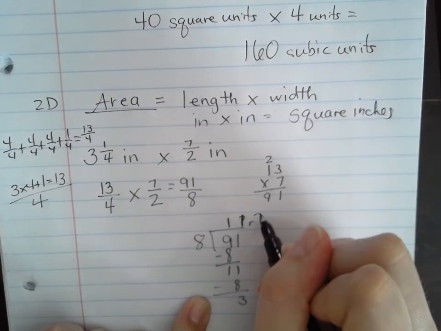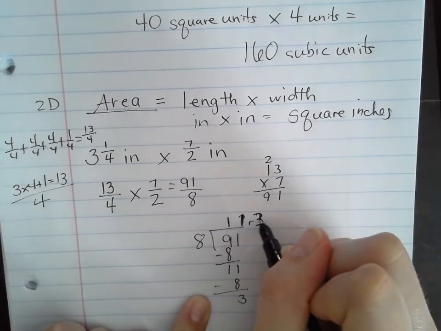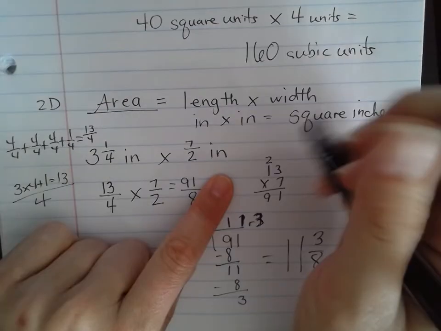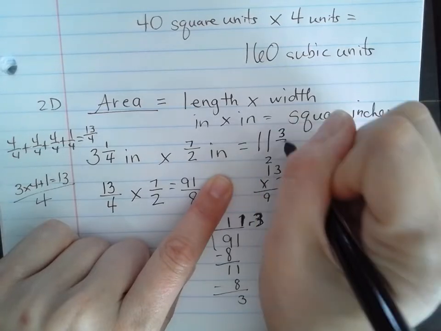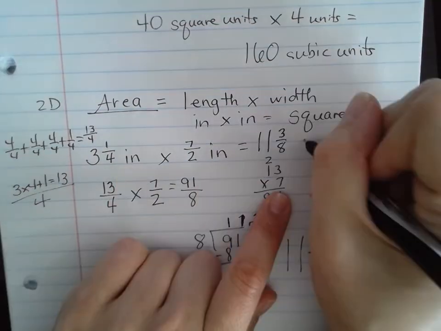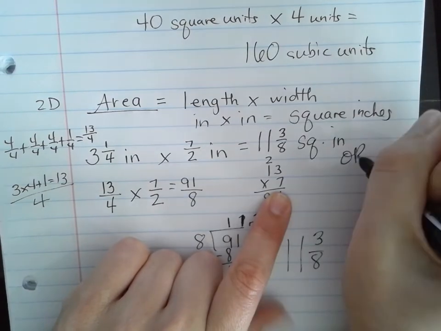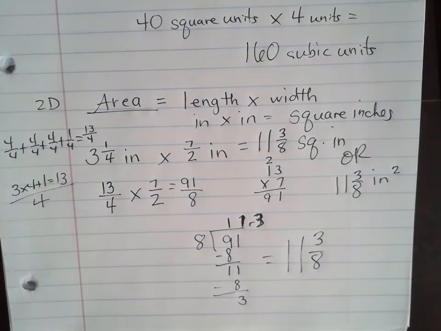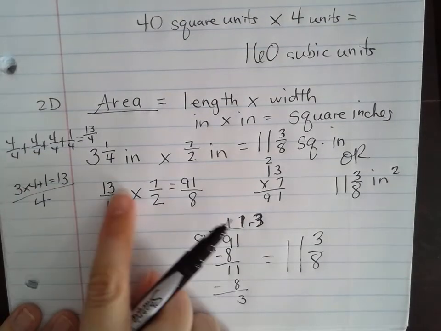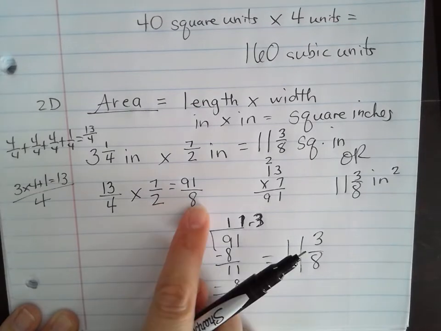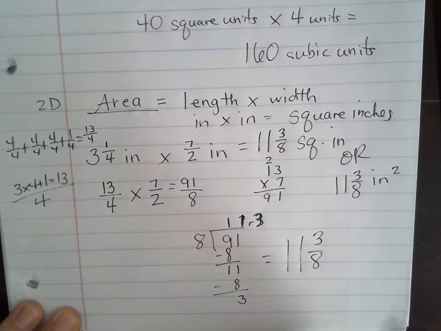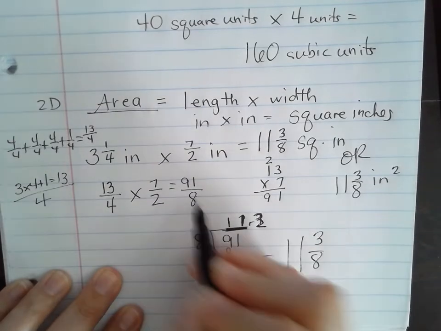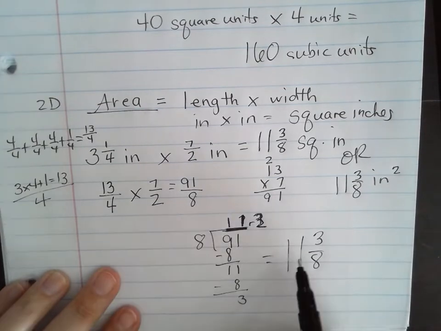So this equals 11 3/8. So when I go back up here to write my final answer, I have 11 3/8 inches times inches equals square inches, or you could write 11 3/8 inches squared. Okay? So you've got to make sure you're multiplying correctly and that you're dividing correctly. And then this is your whole, this is your numerator, and your denominator stays the same. Eighths, okay? So you got to make sure that you're writing all of those things correctly, all right?